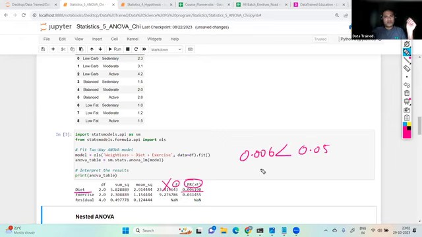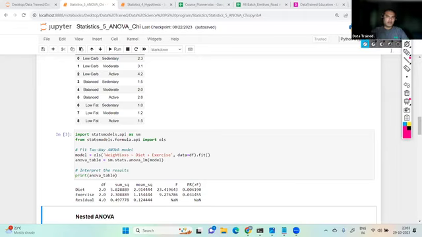It is less than 0.05, which means that we are going to reject the null hypothesis. What is the null hypothesis? There is no relation between diet and weight loss. We'll reject that null hypothesis. We say that there is a difference, there is a relation. If you diet, yes, of course, you will lose weight.